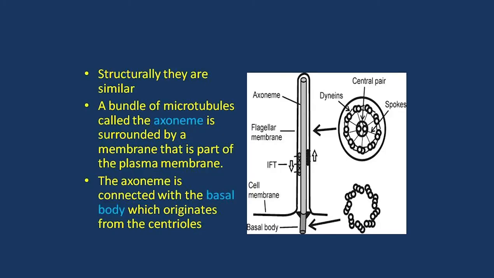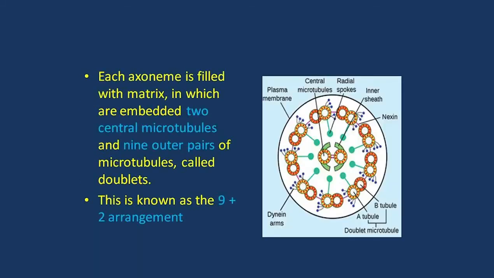Structurally, both cilia and flagella are similar. There is a bundle of microtubules called the axoneme in the middle, surrounded by the membrane that is part of the plasma membrane. The axoneme is connected with the basal body, which originates from the centrioles. The septum, which separates the basal body and the upper part of the cilium or flagellum, is called the basal plate. If you take a section of the cilium or flagellum, above the basal plate, it shows 9+2 arrangement, but the basal body shows 9+0 arrangement. The two microtubules are absent in the basal body.